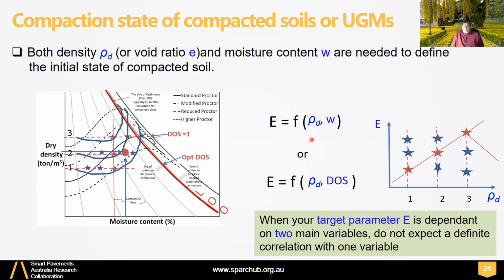And that's because of the dependency of this modulus on two variables. When something is dependent on two variables, if you try to plot it with one variable, you will get different values, right? That's the problem. So we need to take that into account. And we can replace the water content by degree of saturation and keep the density, or replace that with void ratio if you want to be more technical. But we need two variables.